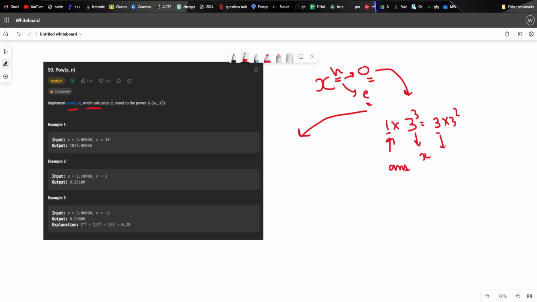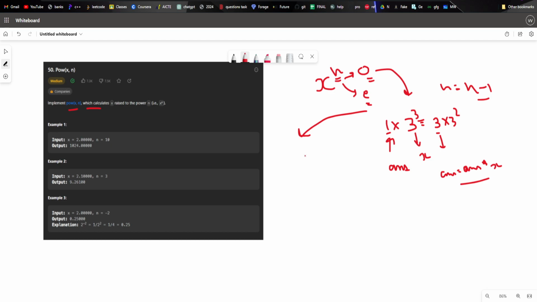Now my answer will be answer multiplied by x, and my n will be n minus 1. As you can see, I am just going to push out one factor. If it is odd, I do it like this: answer equals answer multiplied by x, and n equals n minus 1. So this is actually simple.